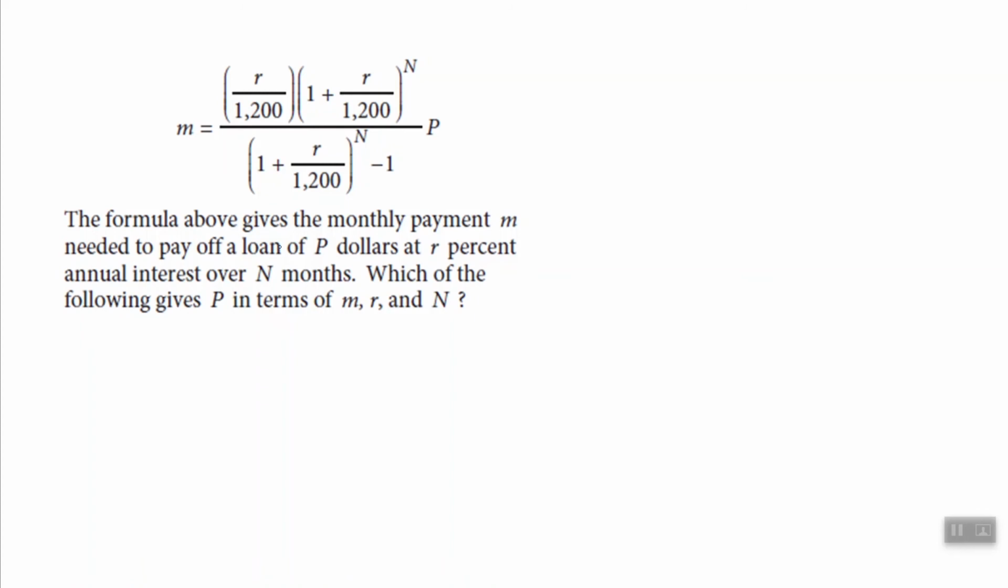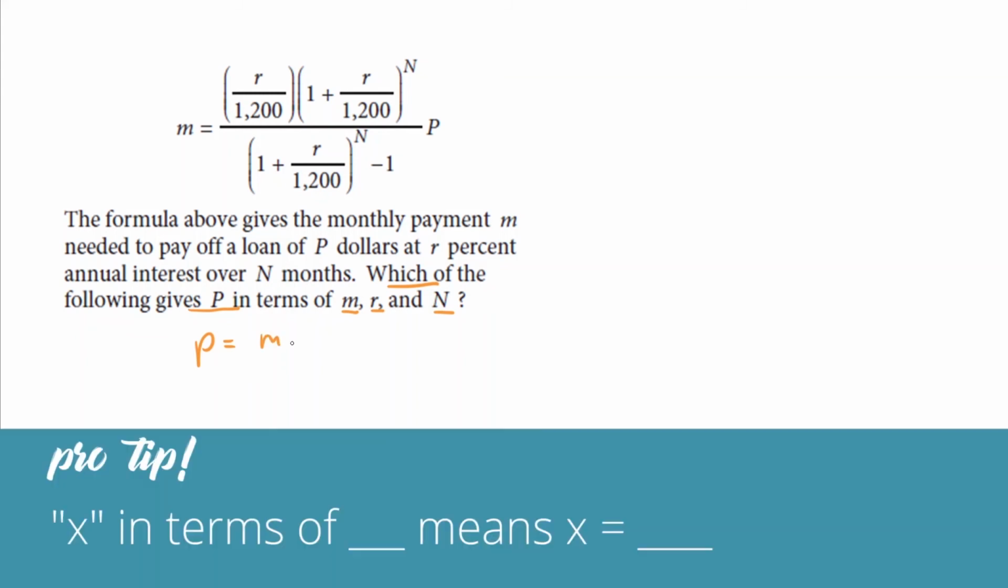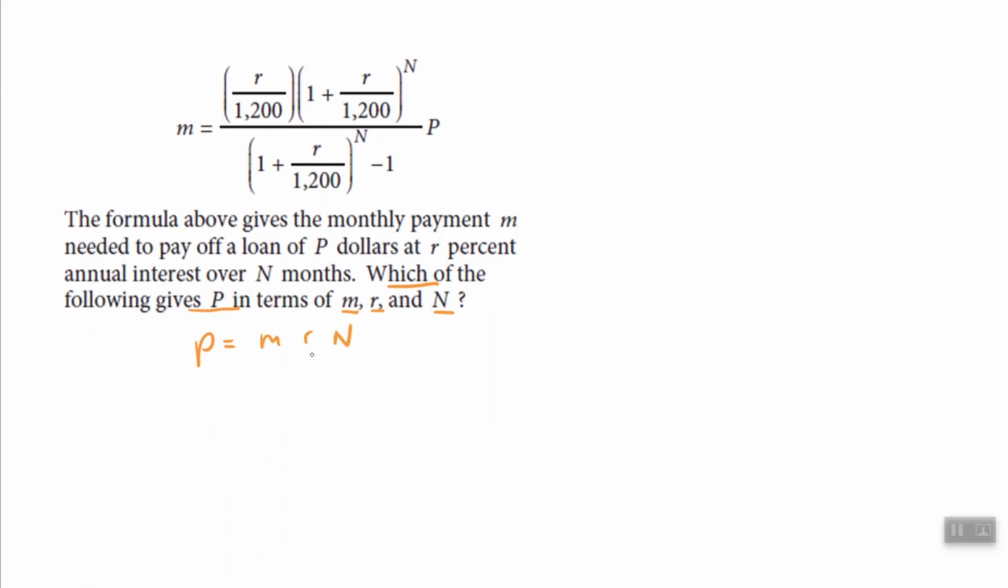The first step is understanding what the question is asking. We can find that here. Which gives P in terms of M, R, and N? This means that they want an equation where P equals some sort of combination of these terms, M, R, and N. Right now, the problem gave us M equaling this huge mess. So we would describe this as M in terms of R, N, and P.